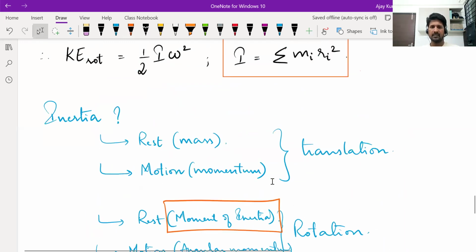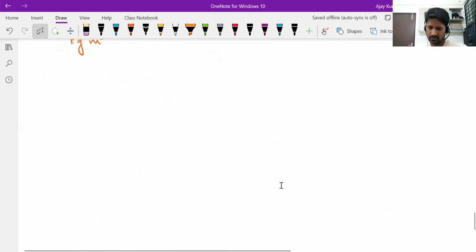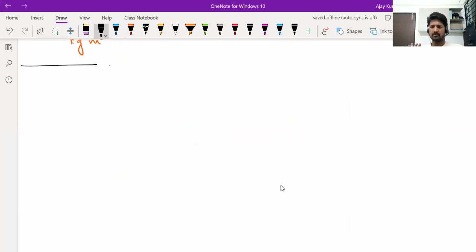Now let's calculate moment of inertia of some systems. For today, we will only deal with systems which are collections of point masses. And I'll just give you an introduction of how to calculate moment of inertia for a continuous mass distribution also.